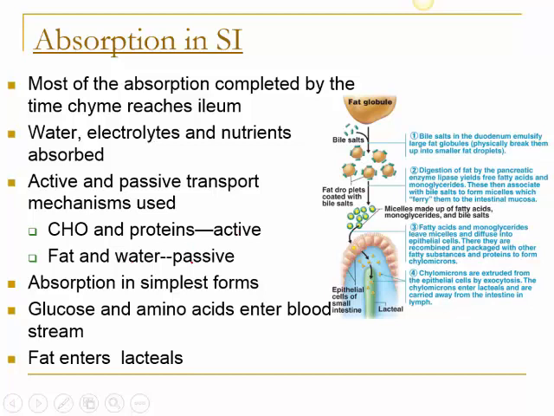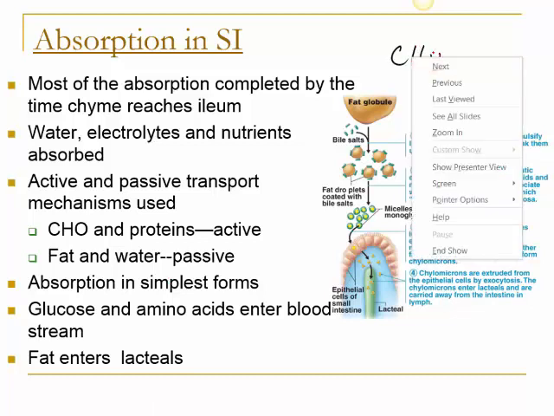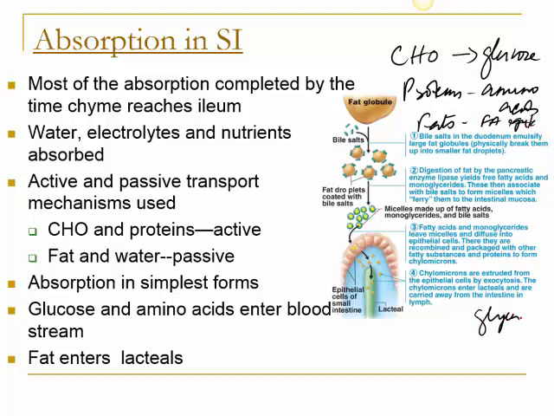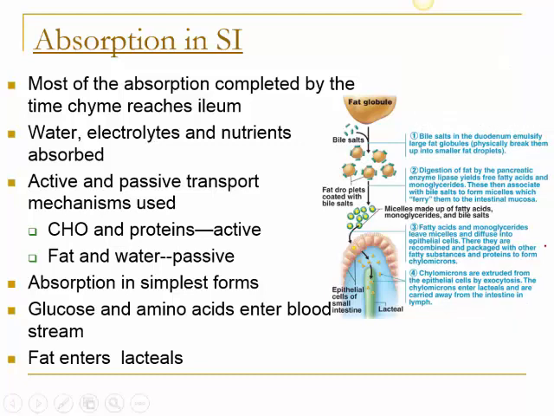Fat absorption is passive. Absorption has to be in the simplest form, which means carbohydrates get broken up into glucose, proteins get broken up into amino acids, fats into fatty acids and glycerol, or what's called monoglycerides and glycerol. Glucose and amino acids, as you can see here, enter the bloodstream. Fat goes into the lacteals.